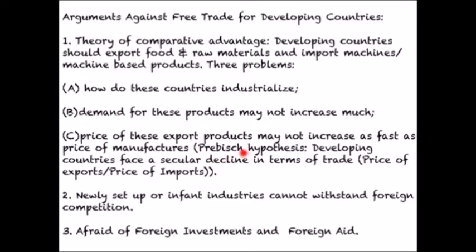Then the third argument against this is based on a hypothesis put forth by an economist by the name of Raoul Prebisch. And what he found through his research is developing countries face a secular decline in terms of trade. Now, terms of trade simply is a ratio of price of exports divided by price of imports. And what he found through his empirical work is that price of these products, export products like food and raw material, may not increase as fast as the price of imports of manufacturers.